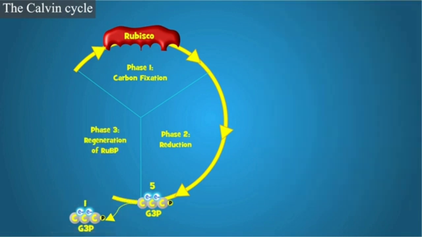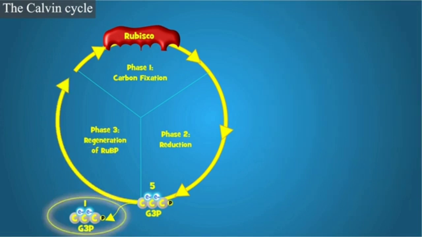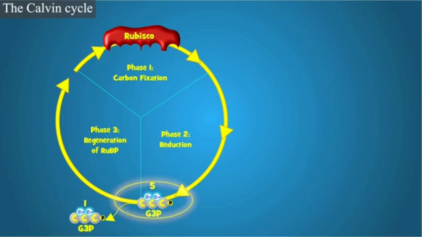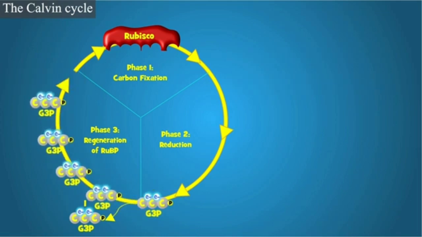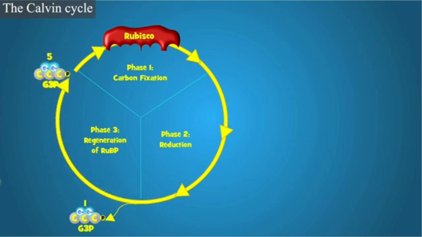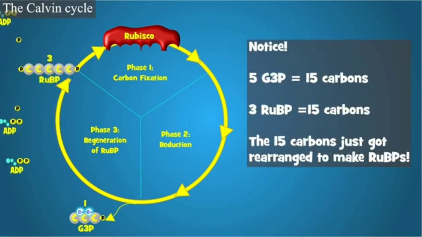In the third phase, which is the RuBP regeneration, 1 G3P is removed from the cycle, but 5 more remain. These 5 G3P molecules get converted back to our starting compound, RuBP. We can make 3 RuBP molecules from 5 G3P. ATP provides the energy to make it happen. We've completed the Calvin cycle for 3 carbon atoms.